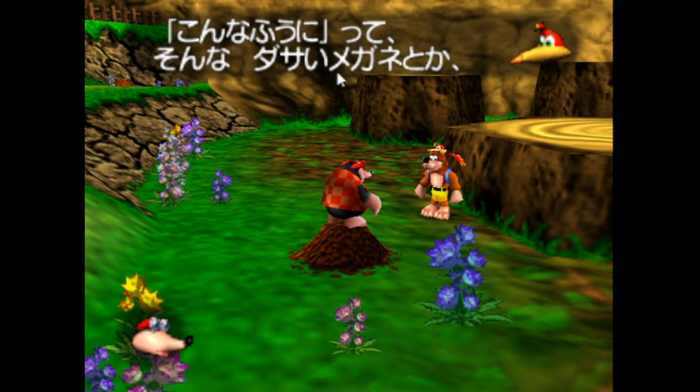Sonna dasai megane toka. Oh my god. Oh no, she's properly insulting him. So I suppose you could see this as saying, like, in this way. And then sonna is like those sort of, to that much of an extent. But as I said, in this case, it's that sort of. Dasai means really like uncool or lame. And then megane is glasses. So she's saying, in this way, you know, that sort of lame glasses. And toka is kind of a non-exhaustive list of things, I think. So she's going to continue on with other things that are lame about him, I think.